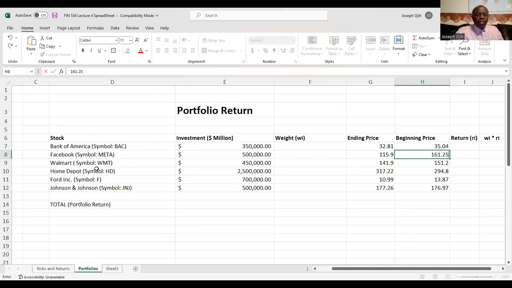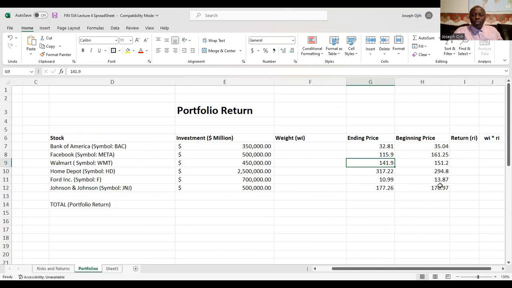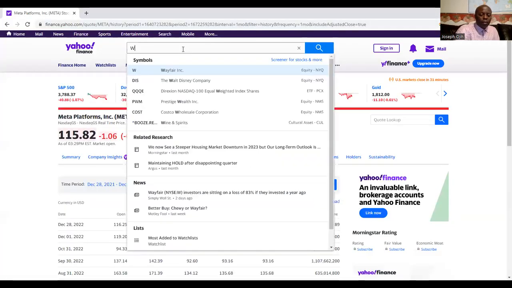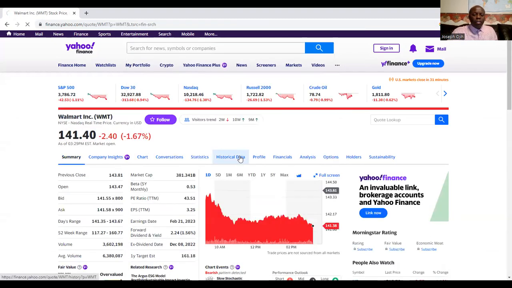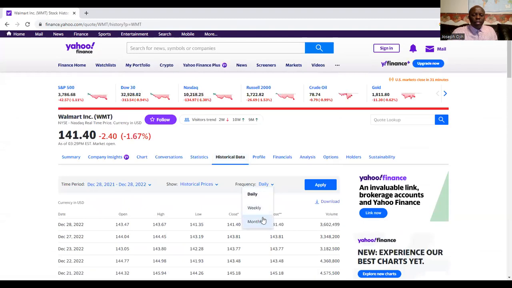So next is Walmart. Okay. Remember, like I said, these numbers are what I used before, past stock prices. So I'm updating them with the current one for the time frame that I'm using. Walmart is WMT. Okay, Walmart Incorporated. Historical data, monthly, at the same period, December 28, 2021 to December 28, 2022, and apply it.